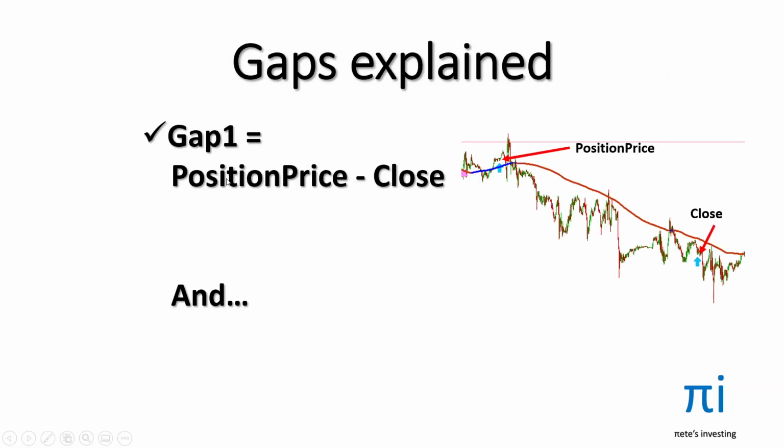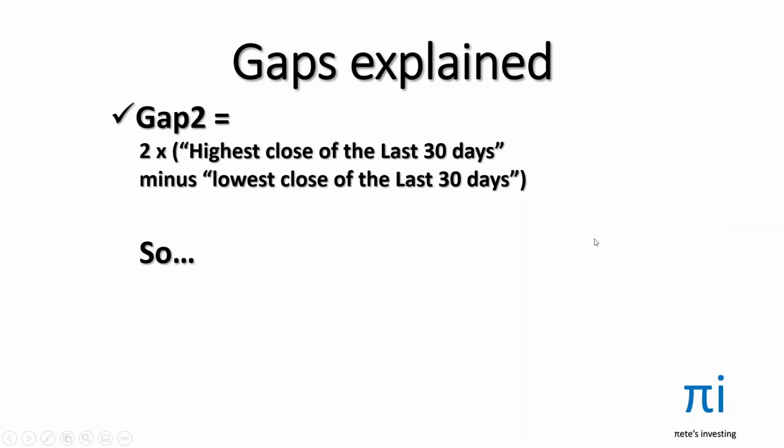So firstly, gap 1: the position price where we entered the trade is greater than our close. In other words, the price has gone against us. So we calculate the difference between there and there. That's gap 1. Gap 2 is 2 times the highest close of the last 30 days minus the lowest close of the last 30 days. I'll jump to a price chart to explain how that works.